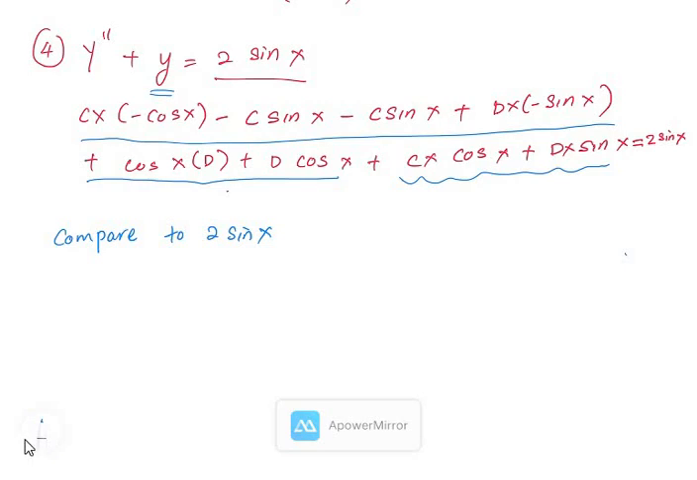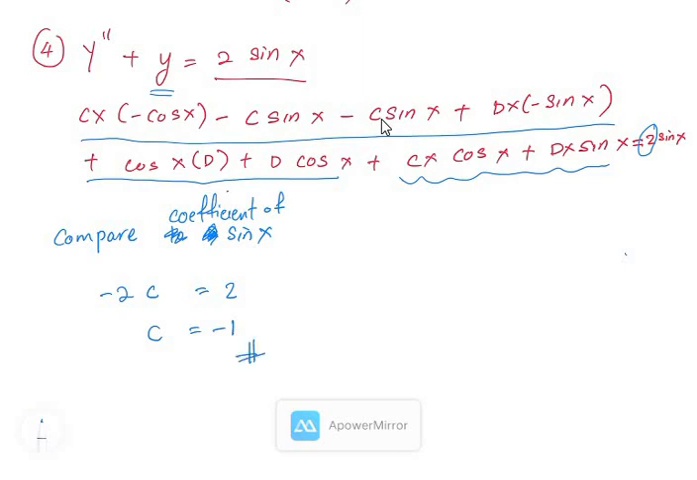So in this equation, okay, this is cos, this is sine, this is also sine but with x sine x. This is cos, this is cos, this is x sine. So we only have this sine x, and you have negative c, so negative 2c. So now we compare the coefficient of sine x. You have negative 2c for the left hand side, and the right hand side you have 2. So negative 2c equal to 2, c equal to negative 1.